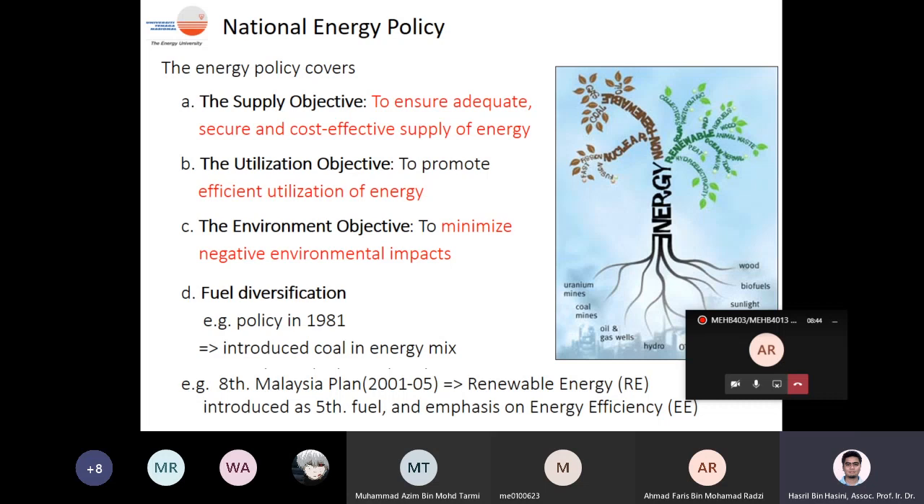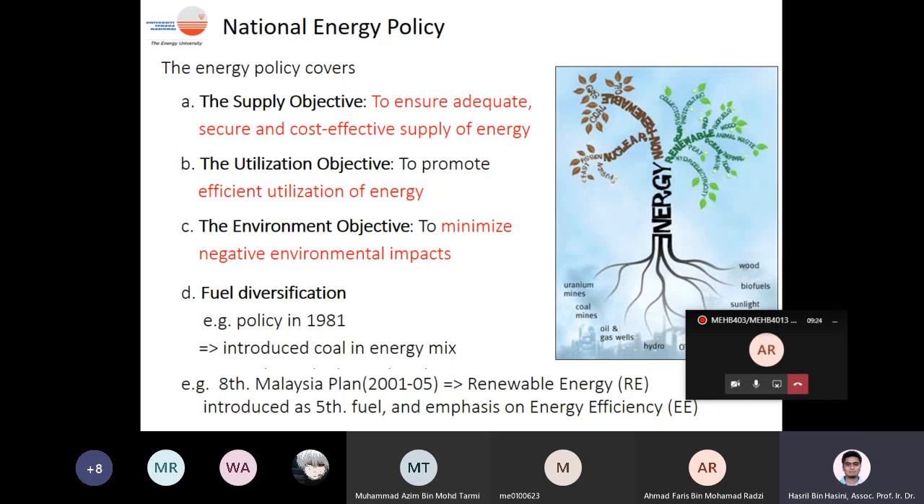And then we have the fuel diversification policy, which was introduced long ago, in 1981. I think that was the first major oil crisis, whereby before 1981 we depended very much on oil. So around that year, when oil was depleted, the oil price became very expensive. So we tried to look for another method of producing power. This is where we included coal as part of our energy mix in the country.